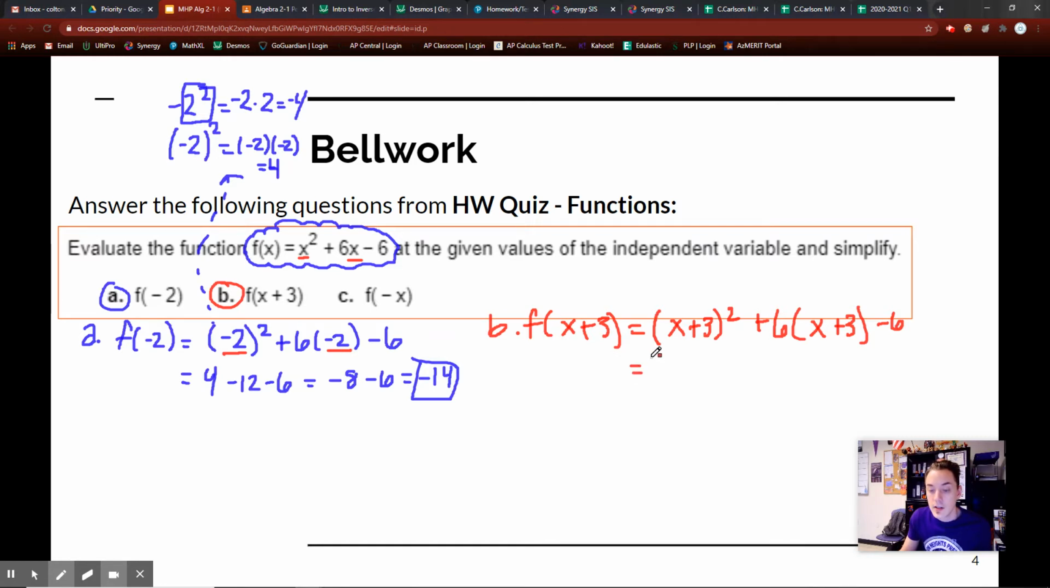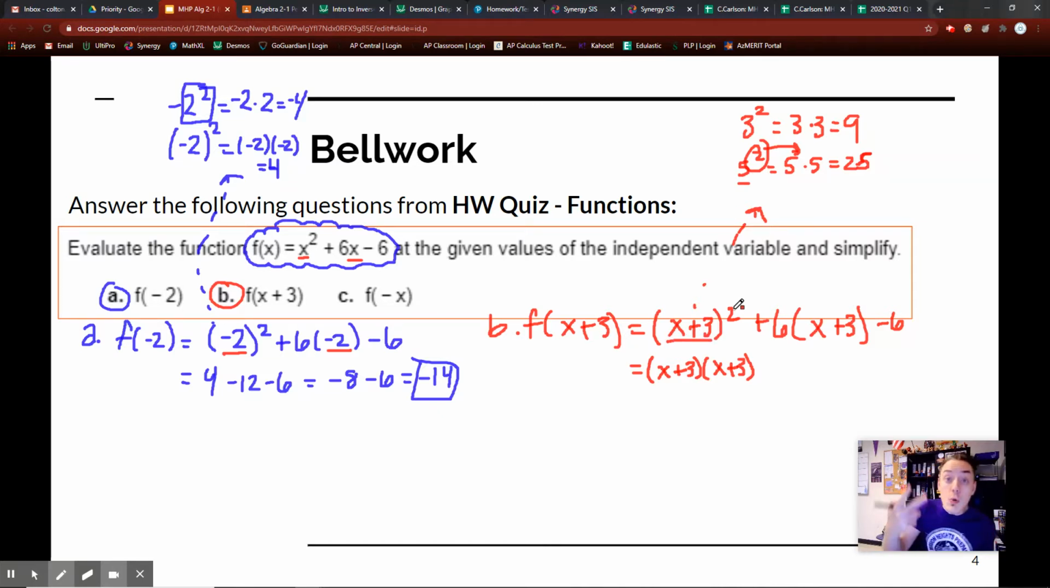This equals this: x plus 3 quantity squared is literally it twice. Why? Because if I say 3 squared, what does that mean? It means 3 times 3, which is 9. If I say 5 squared, what does that mean? 5 times 5, which is 25. Why is that important? Because the squared means 2 of the same thing. That's 2 of the base. So what's my base? In parentheses, x plus 3. So that means 2 of them.